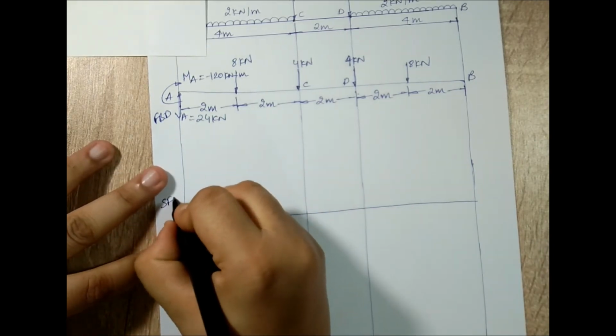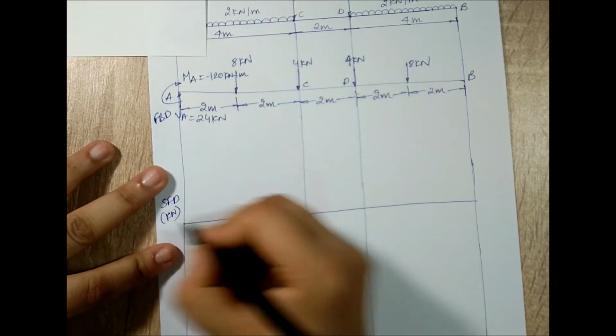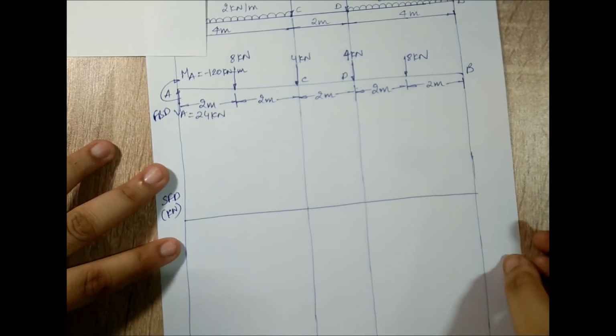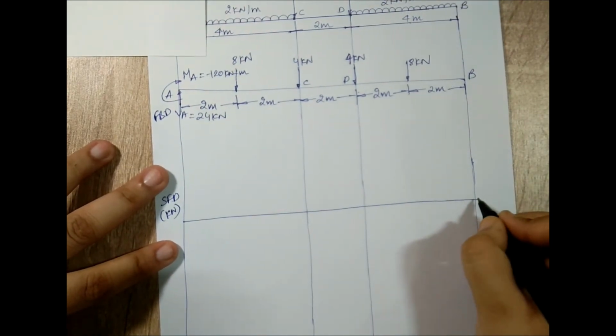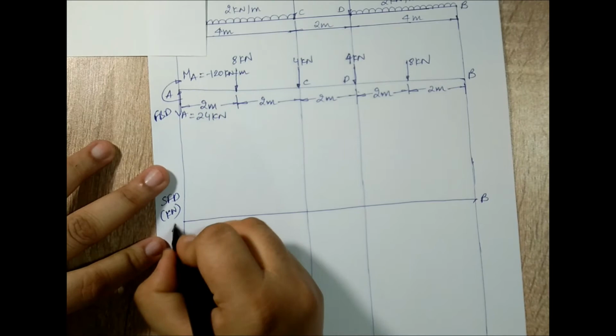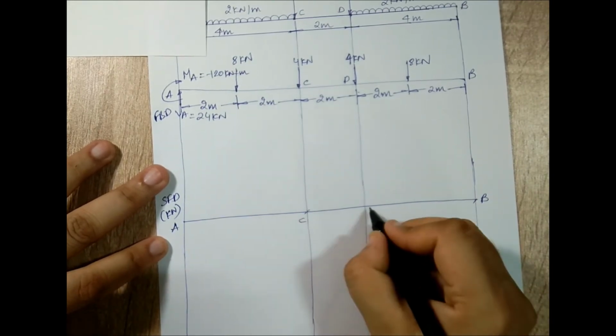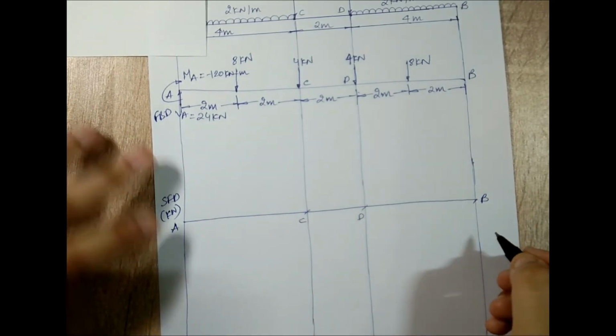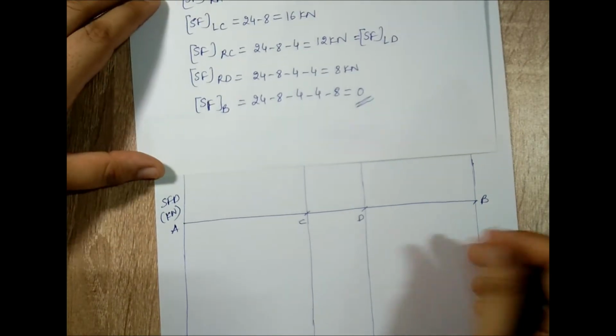Approximate the space based on the values that you get. It will be easier for you to utilize this much space for drawing all the diagrams. This is my point B, A, C and D. So I'll start with point A.